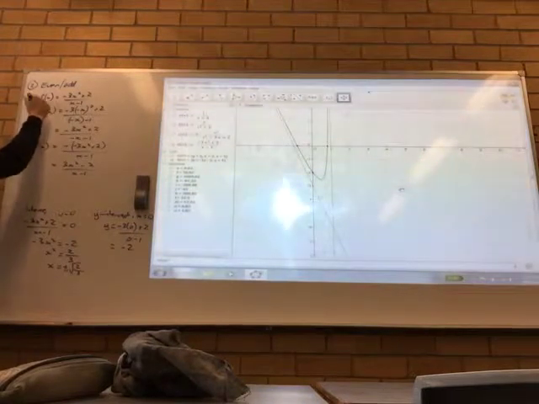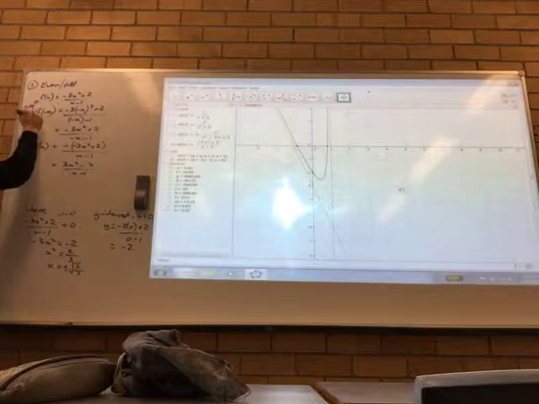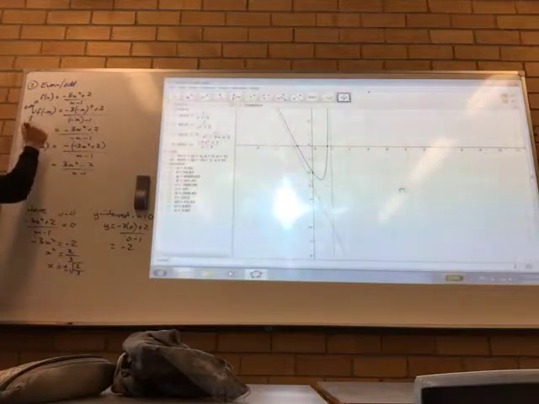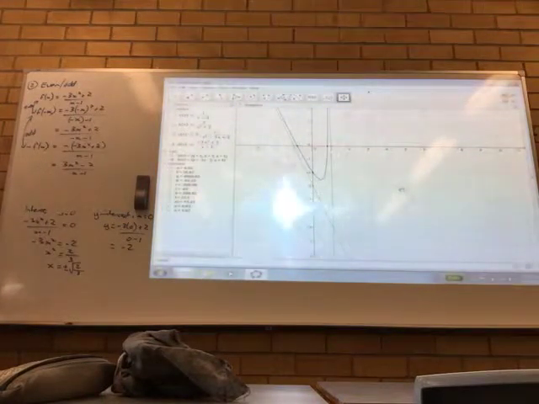So it's even if they match, and it's odd if they match. Right, so if negative f of x equals f of negative x, it's odd.